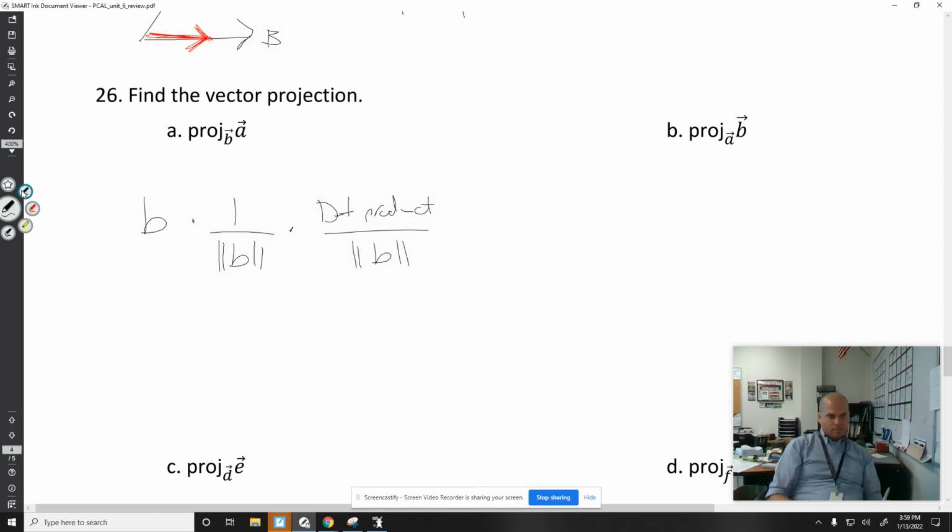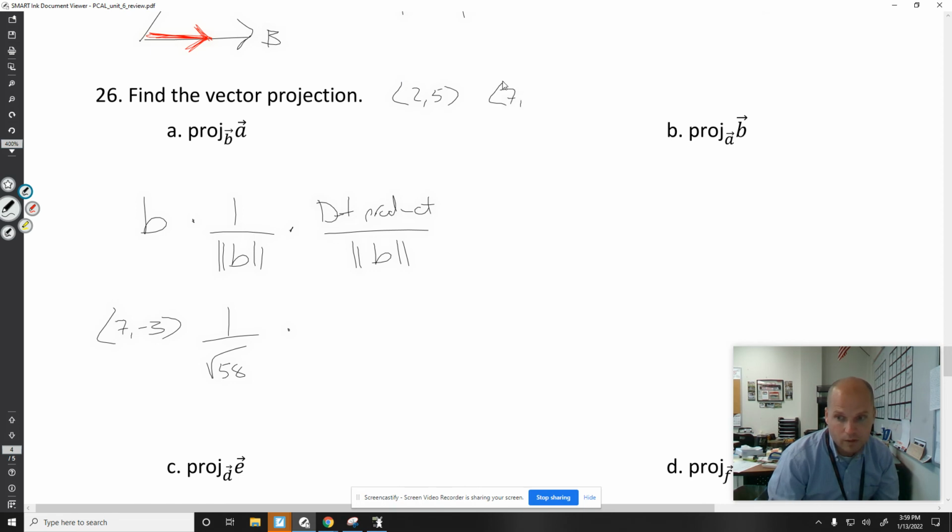B is 7, negative 3. The magnitude of B is 49 plus 9, which is 58. Root 58 would be the magnitude. The dot product of A and B: A is 2, 5, and B is 7, negative 3. So I got 14 plus negative 15, which is negative 1. Okay, cool. Which means they're not really helping each other out here. And they're close to being at a 90-degree angle, but they're not.